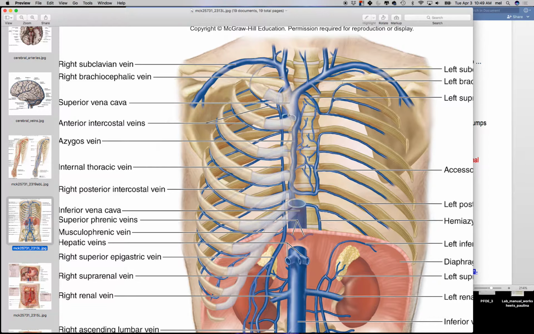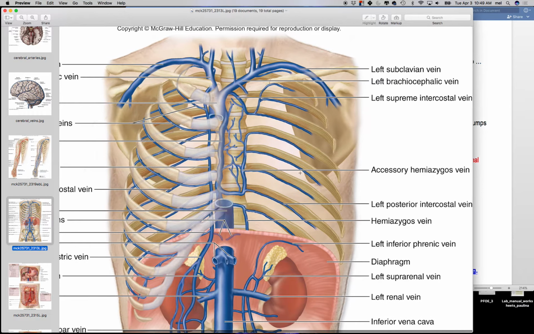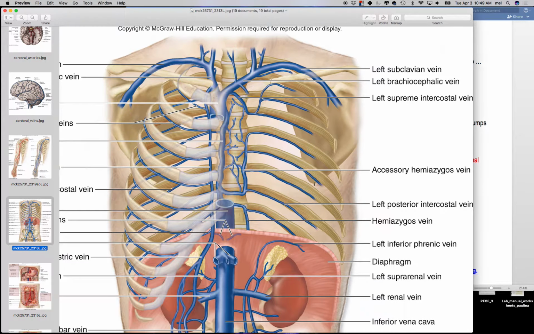You ready? All right. So over on the left side, you still have your intercostal veins, but they are going to dump into this guy. The top ones are going to dump into this guy, which is called the accessory hemiazygous vein, which is going to dump into the azygous and into the superior vena cava. But the lower ones are going to do something different. Ready?